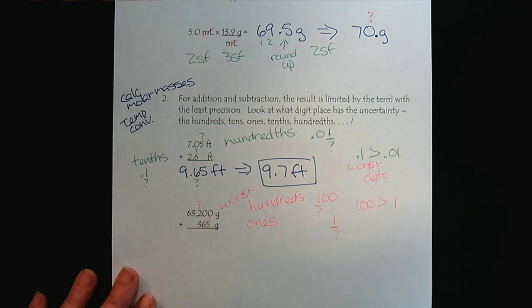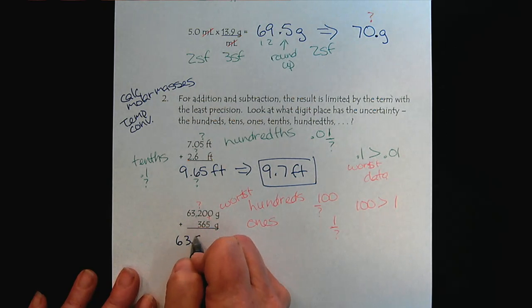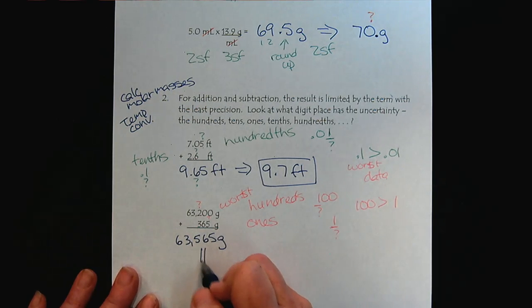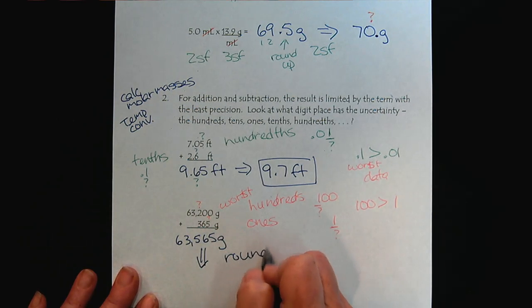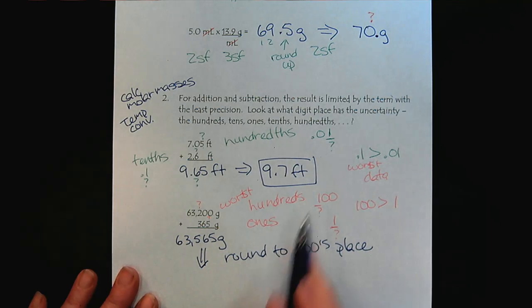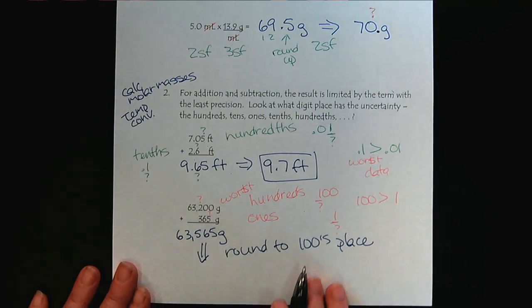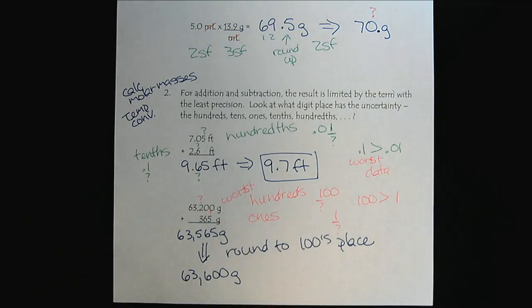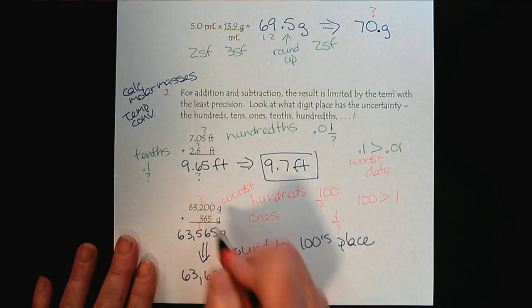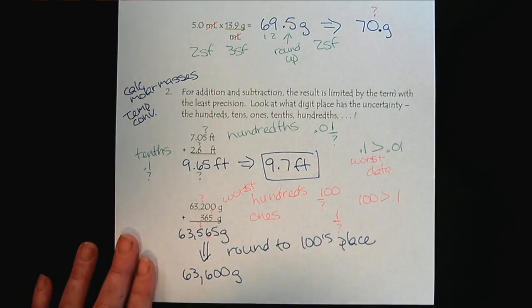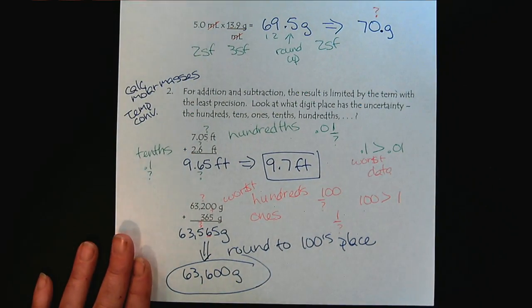So we go ahead and do the addition. Okay, so we get this result, but now we're going to round. We're going to round to the hundreds place because that is our worst data. So this final answer would be reported as 600 grams because our uncertainty is right here and the 6 is greater than 5, so we round up. So our final answer would be 63,600 grams.